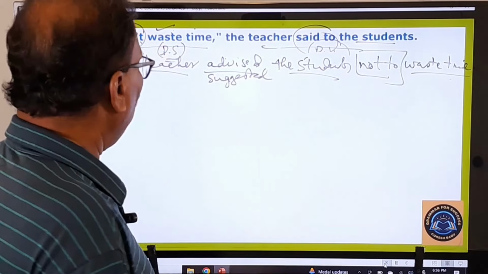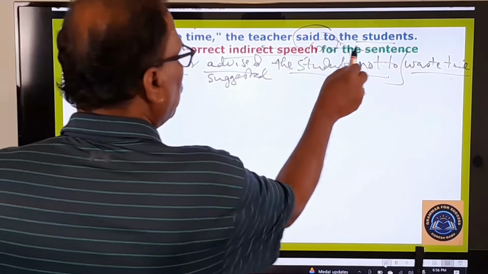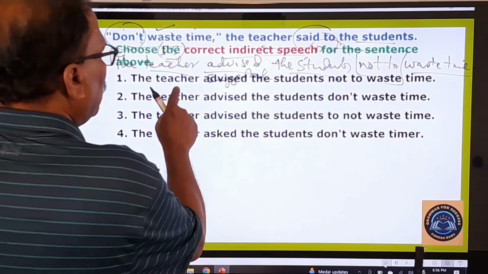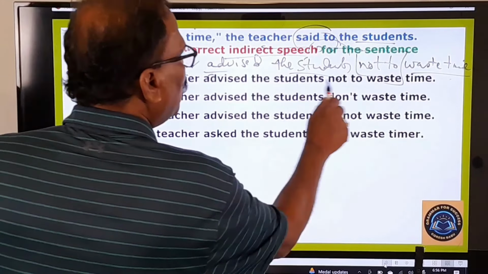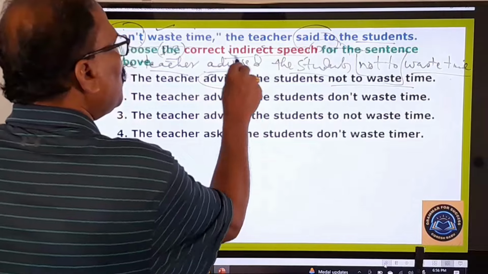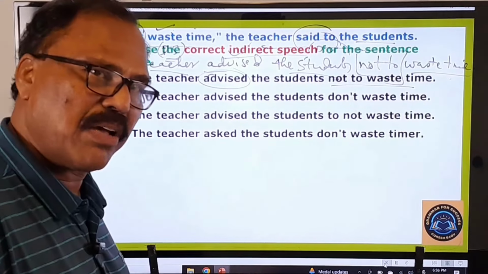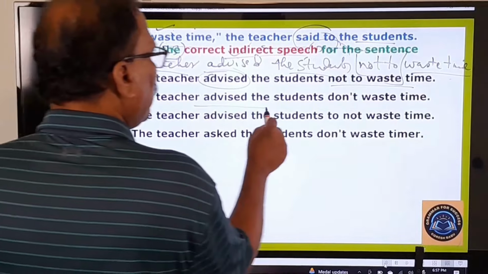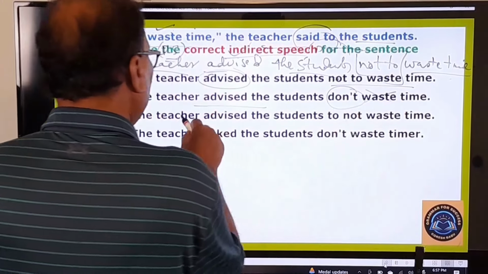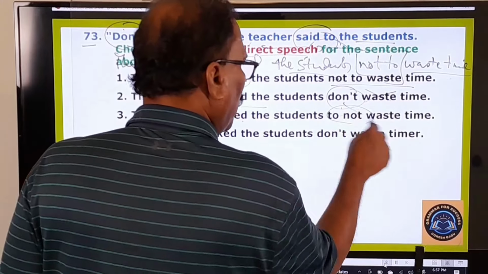Okay. So choose the correct indirect speech. And the options: The teacher advised the students not to waste time. So advised is used by the examiner. He could use suggested also as well, right? And the teacher advised the students don't waste. No, the teacher advised students not. No, it's not the right one.